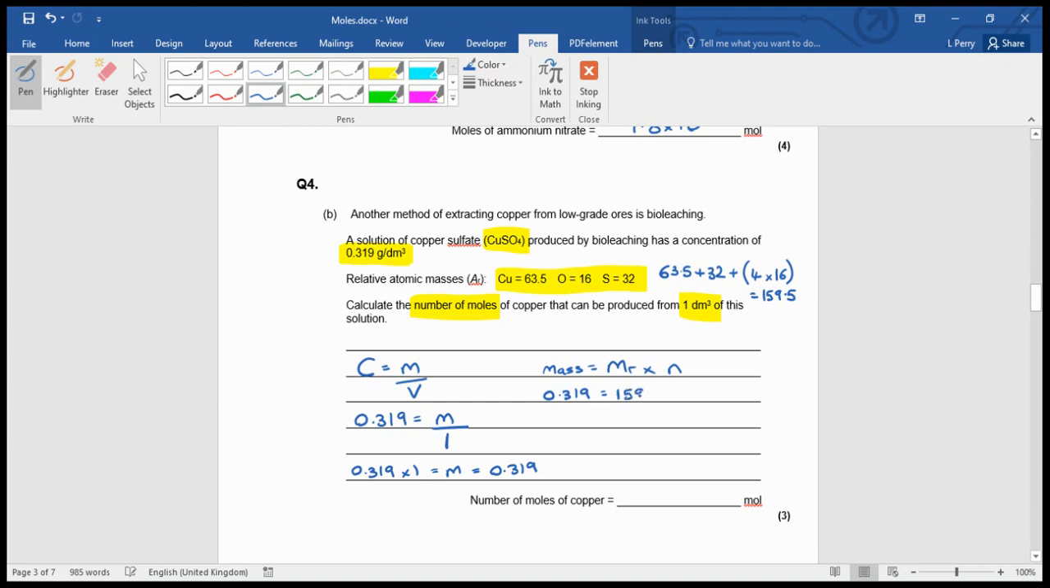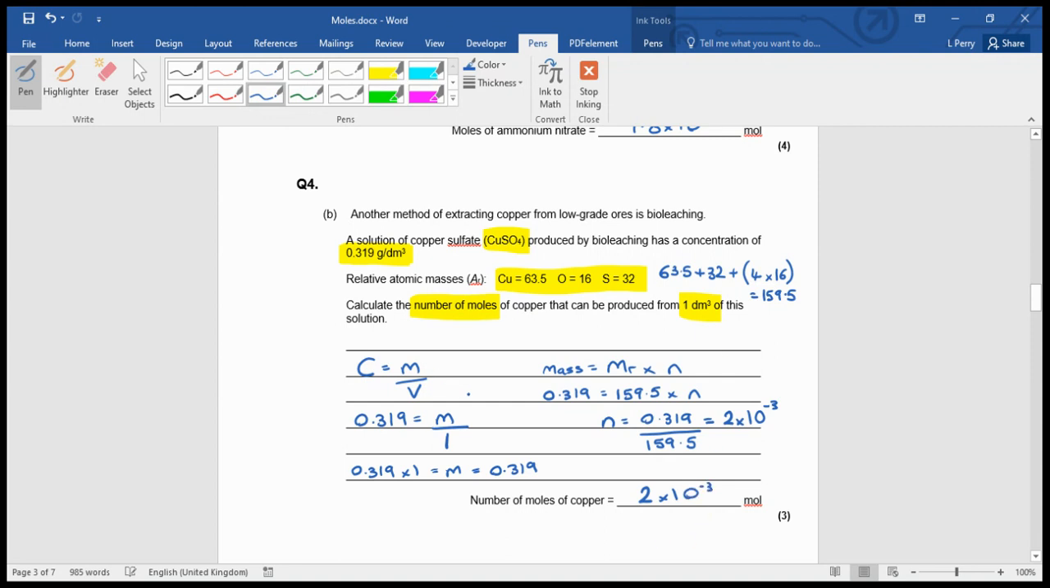So now I've got my formula mass, which is this one. So 159.5 times the number of moles. I'll rearrange to find my number of moles. So it's currently n times 159.5. So I'm going to divide by 159.5 to get it on its own. Type that into my calculator, and it's going to be a small number. My calculator is telling me 2 times 10 to the minus 3. And I'm allowed to leave my answer in standard form.